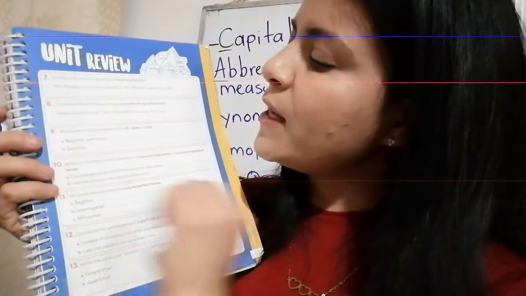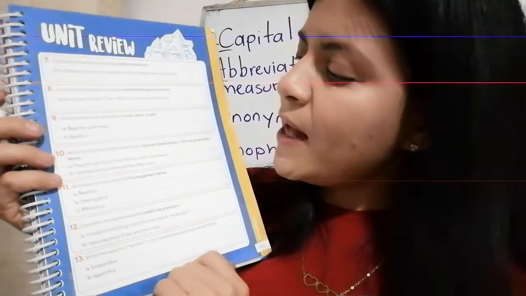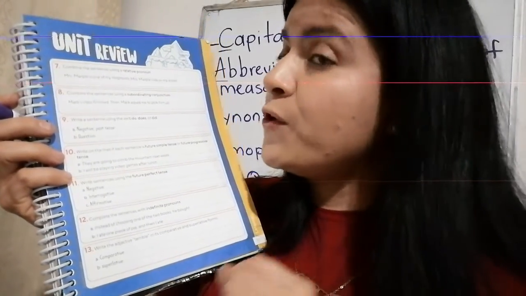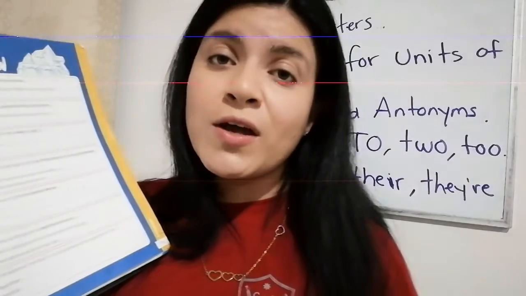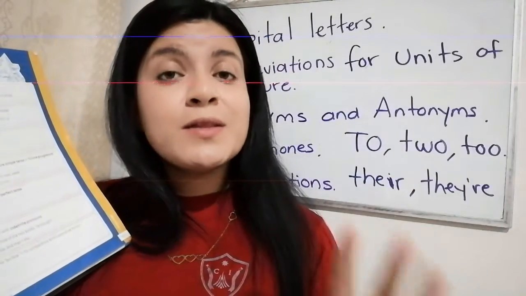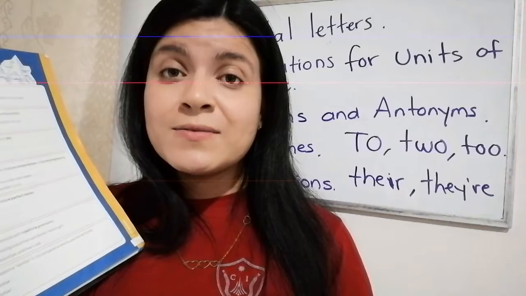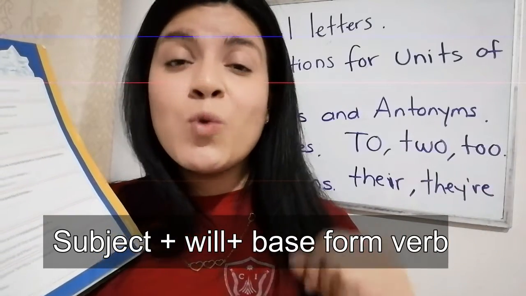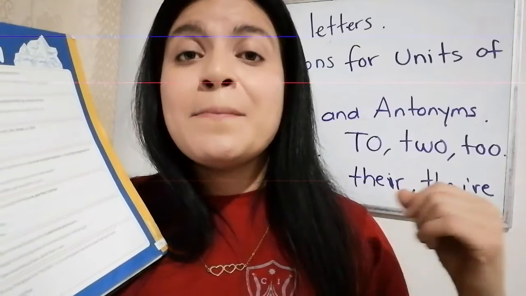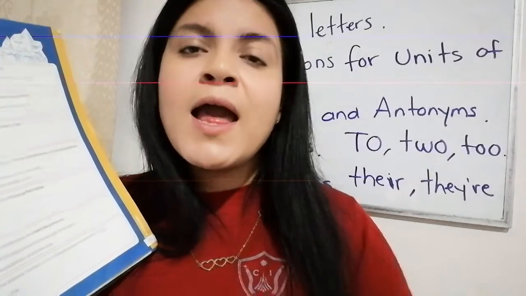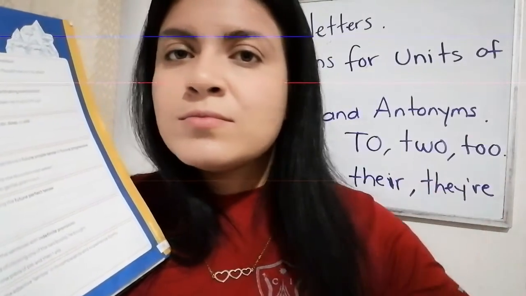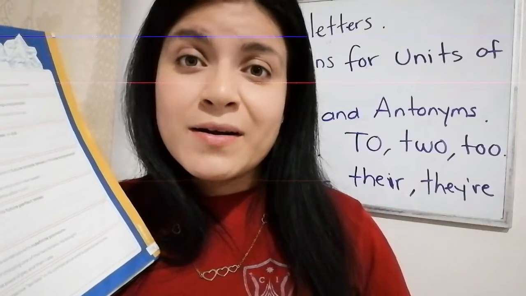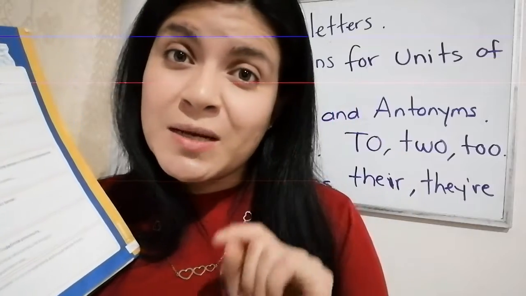Okay, now number 10. Write on the lines if each sentence is future simple tense or future progressive tense. Okay, for future simple tense, do you remember the format? I or subject plus will plus the verb in base form. For example, I will go to the park. Yes? I will go to the park. That is future simple tense.